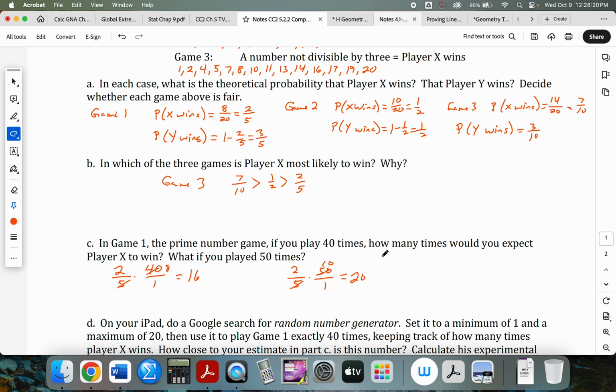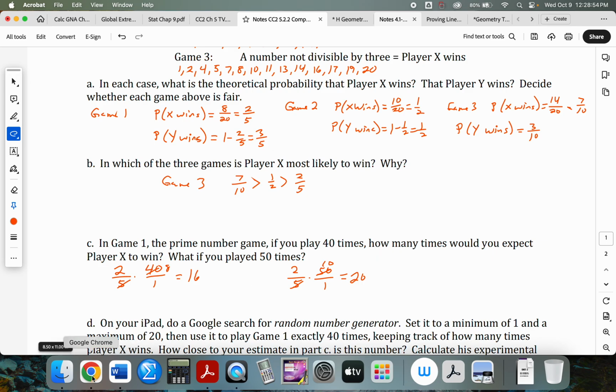All right, that's the theoretical probability. Well, what we're going to do now is you're all going to, in just a moment, use a random number generator to play the game 40 times and see, does it really come out to be 16? Now, would we expect it to come out to be 16 every time? Probably not. But we're going to do something with that. So, let me show you what it looks like.